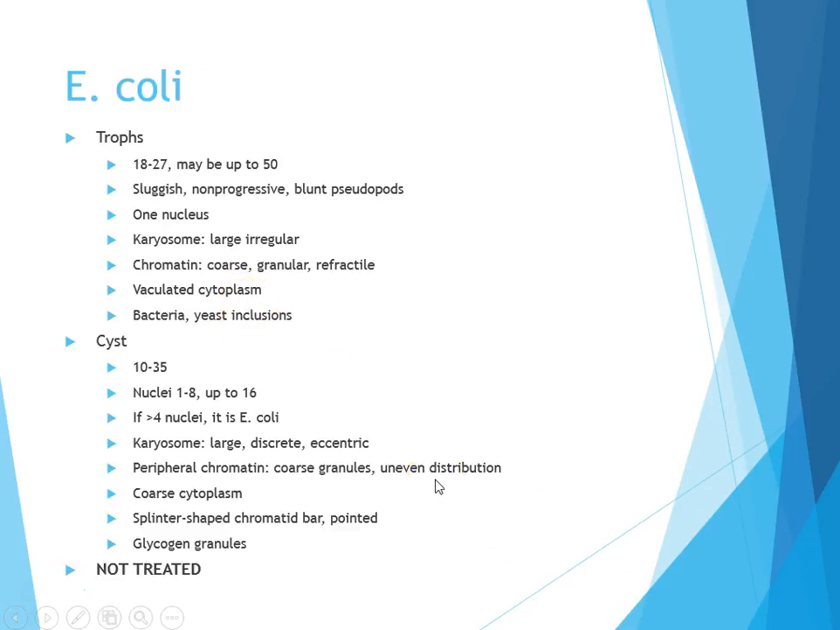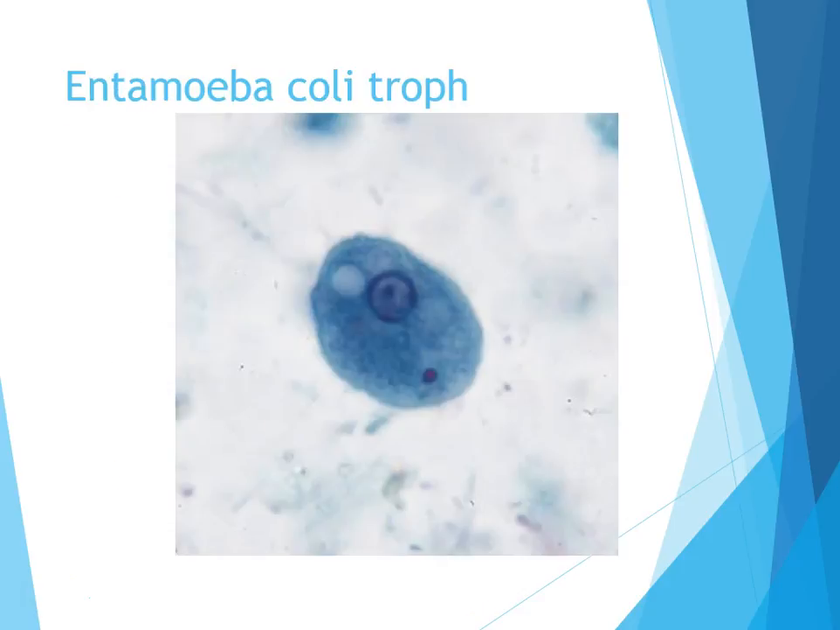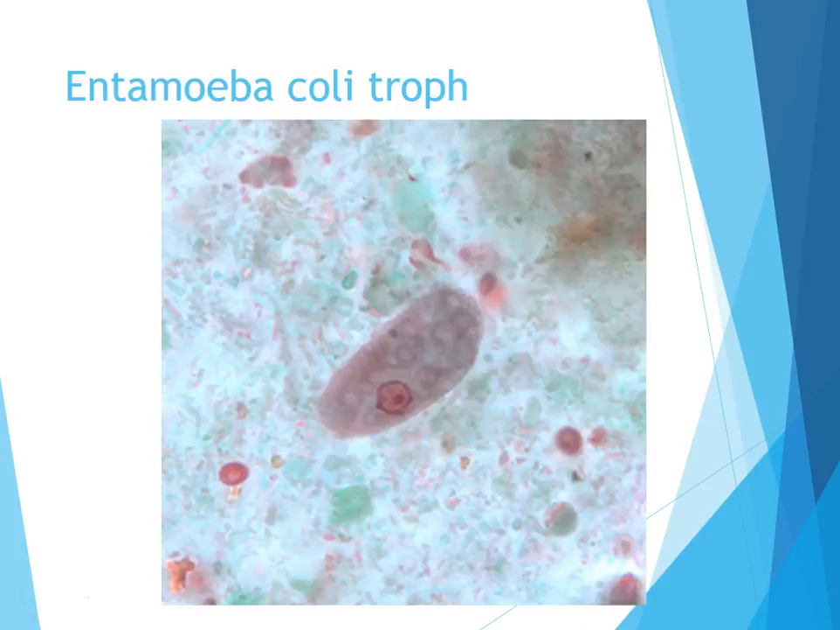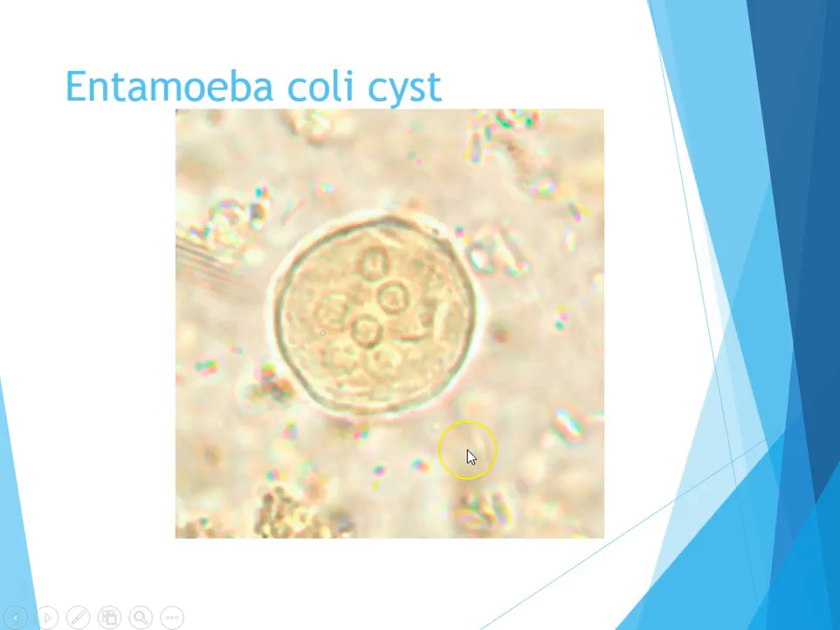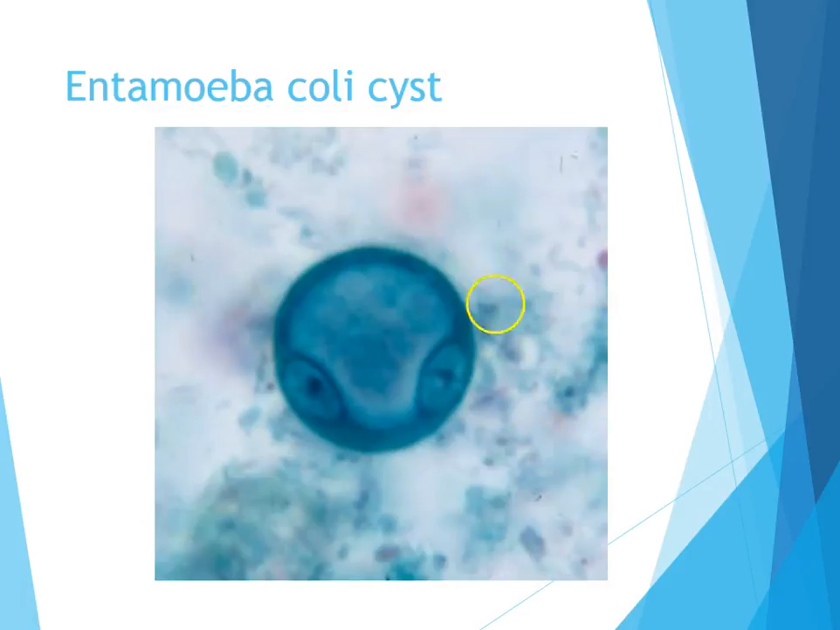It has large, discrete, eccentric karyosomes, coarse granular chromatin. The cytoplasm on the outside is coarse. It has splinter-shaped chromatid bars that are pointed, and glycogen granules. And this one also is not considered a pathogen. This is a vacuole. This is some kind of inclusion, maybe yeast or something. These are all vacuoles, these little circles. I can't see any chromatid bars there.